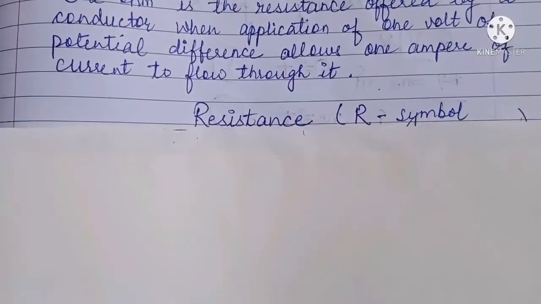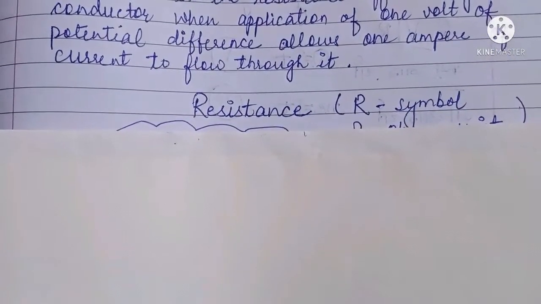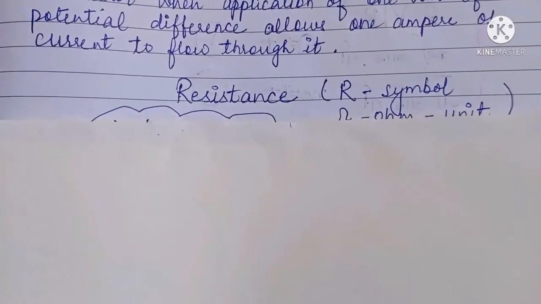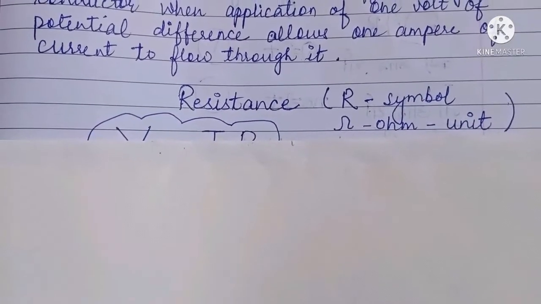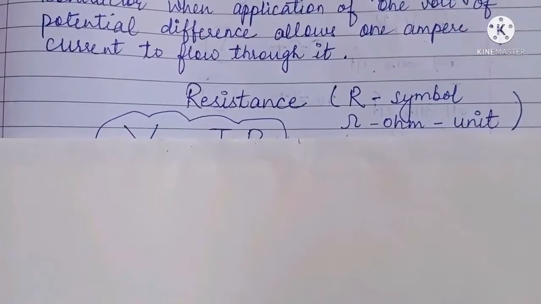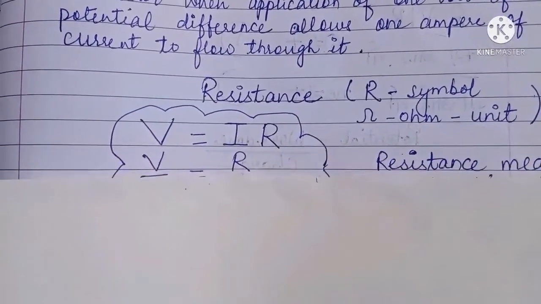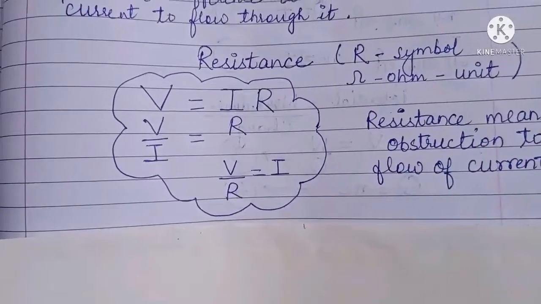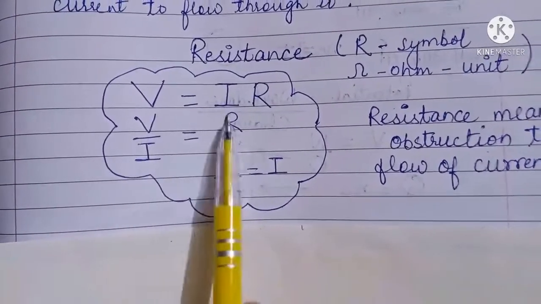Next, coming on to the resistance part, this which we have just studied. कि resistance का symbol capital R, उसकी unit ohm. Okay, let's take a recap for today's part. हमने एक formula पढ़ा according to Ohm's law. V equals to IR.